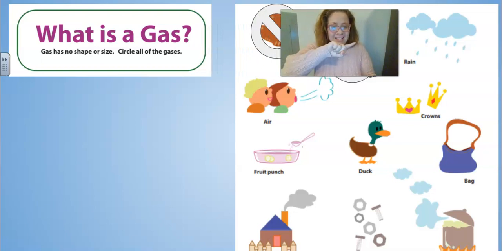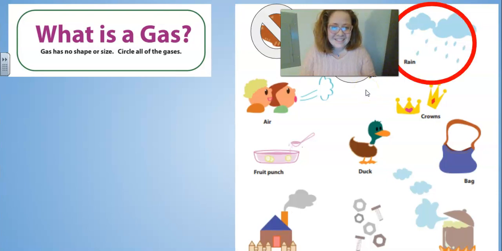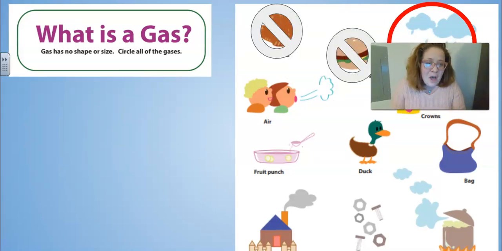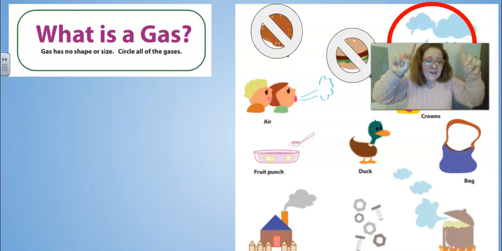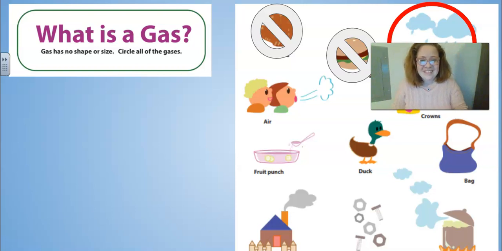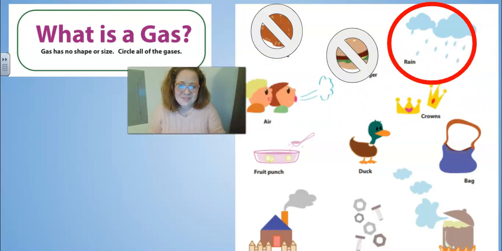Next is rain. Is rain a gas? Yes or no? Hmm, rain is not a gas. I wonder why this one is circled. I know, because rain is not a gas, but clouds are a gas. Did you know that? Clouds are a gas. That must be why this one is circled. Let's go on to the next one.